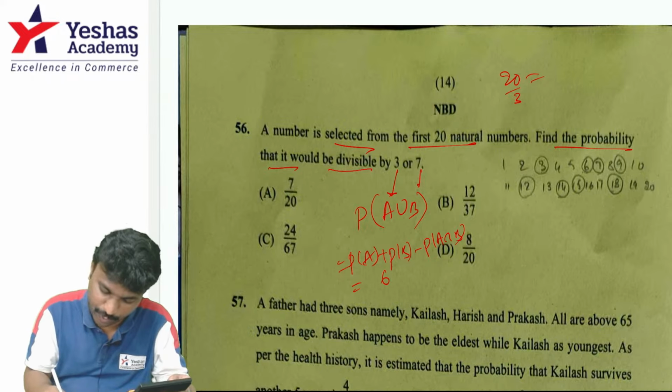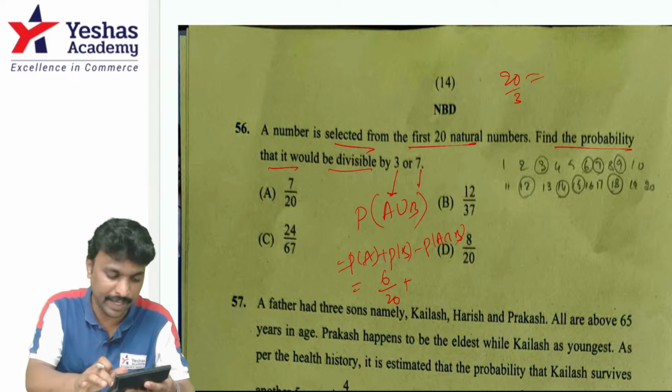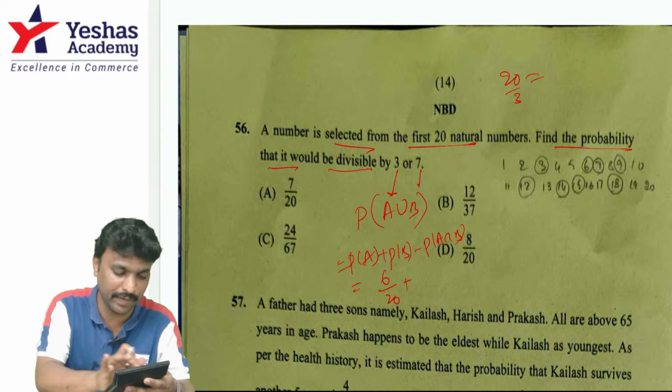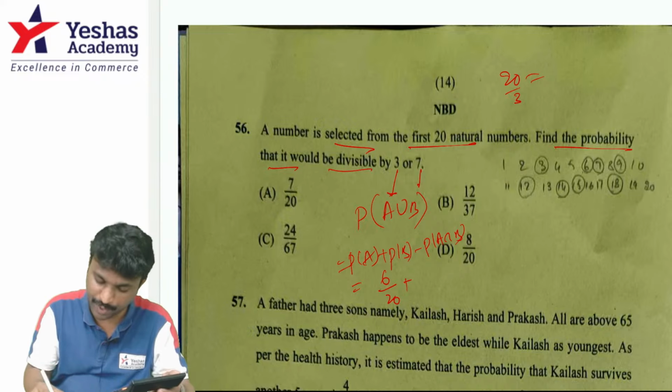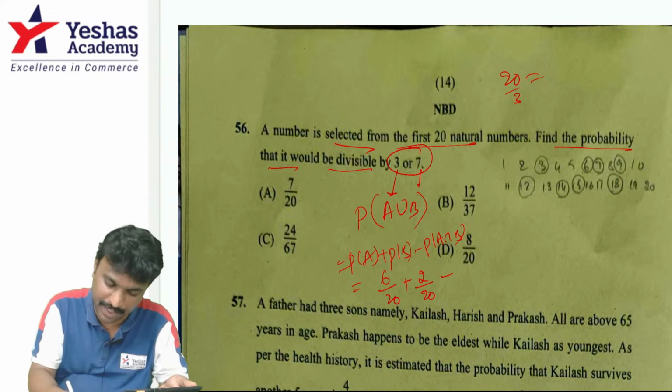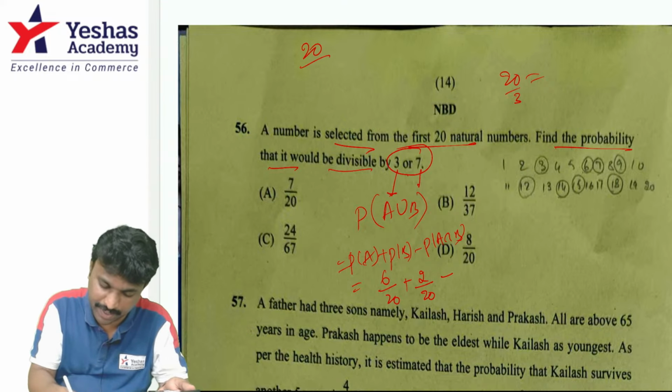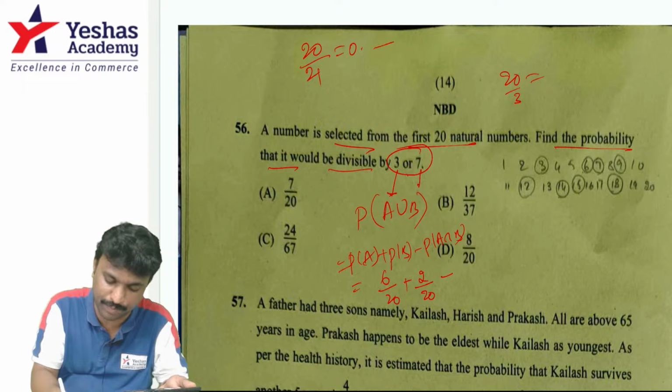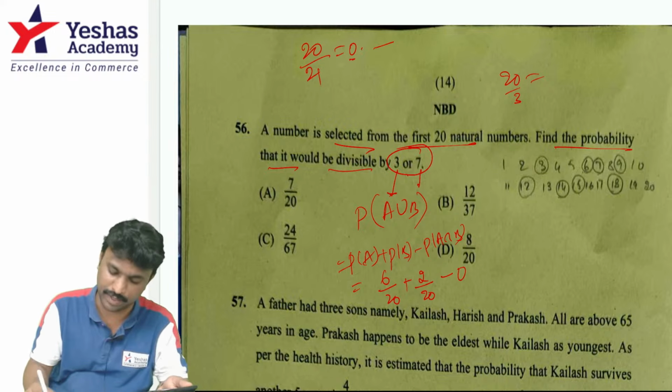That means we should take only the integral value 6 out of 20 numbers. 20 divided by 7 gives you 2.85, but I should take only the integral value 2 out of 20. Now, 3 and 7's LCM. So 20 divided by LCM of 3 and 7, which is 21, you get 0 point something. The integral value is 0. So nothing is to be taken.